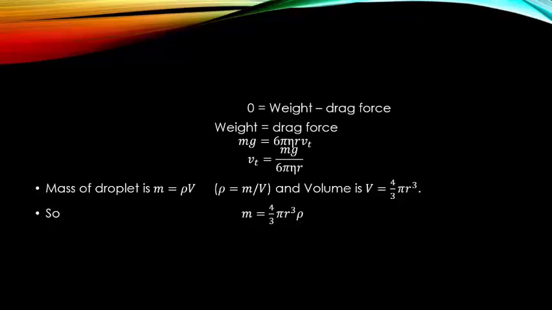Now we will insert this value of mass in the above equation, which will give us the value of terminal velocity, and after simplification we will get Vt = 2gr²ρ/9η. This is the relation which will give us the terminal velocity of a droplet or a fog droplet falling under the action of weight or gravitational field in air.